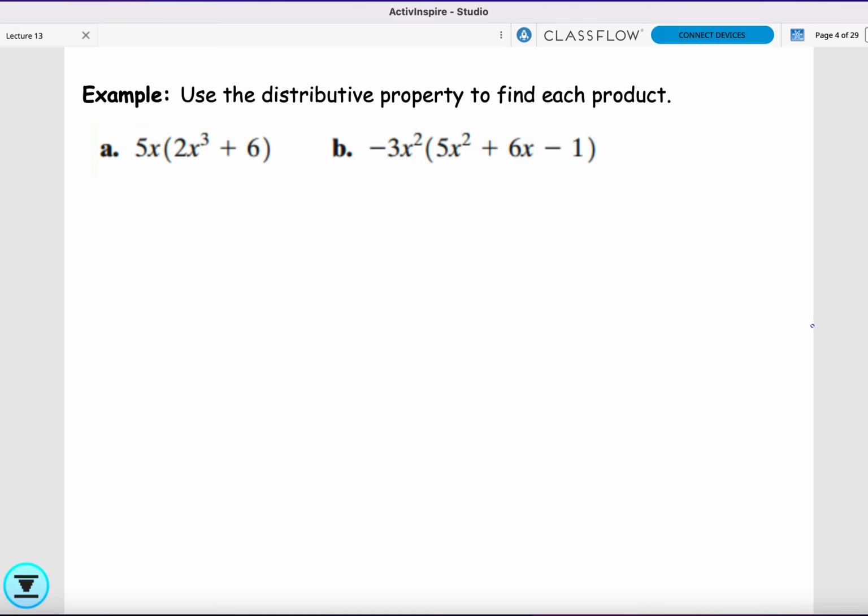Alright, use the distributive property to find each product. Let's see how this works. So it'll be 5x times 2x cubed, 5x times 6. So 5x times 2x cubed, 5 times 2 is 10. X times x cubed is just x to the 4th. 5x times 6 is 30x. And we're done.